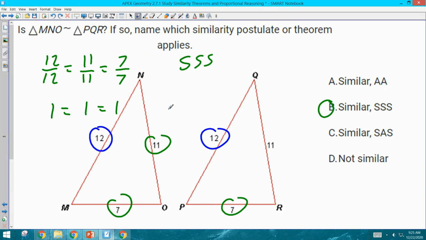Again, when that scale factor is 1, they're not only similar to each other, these two triangles are actually congruent to each other as well. But for all intents and purposes, all congruent figures are similar figures, so they are similar by side, side, side similarity.